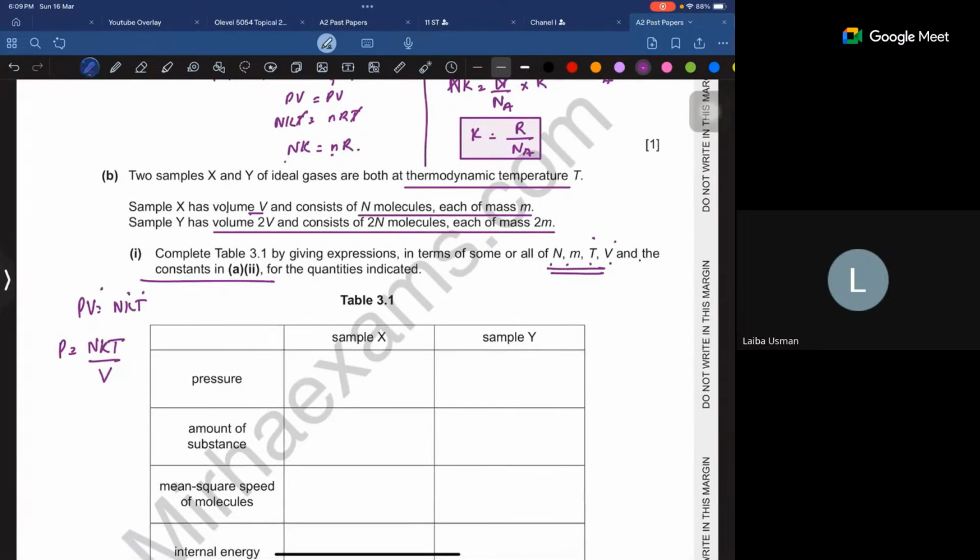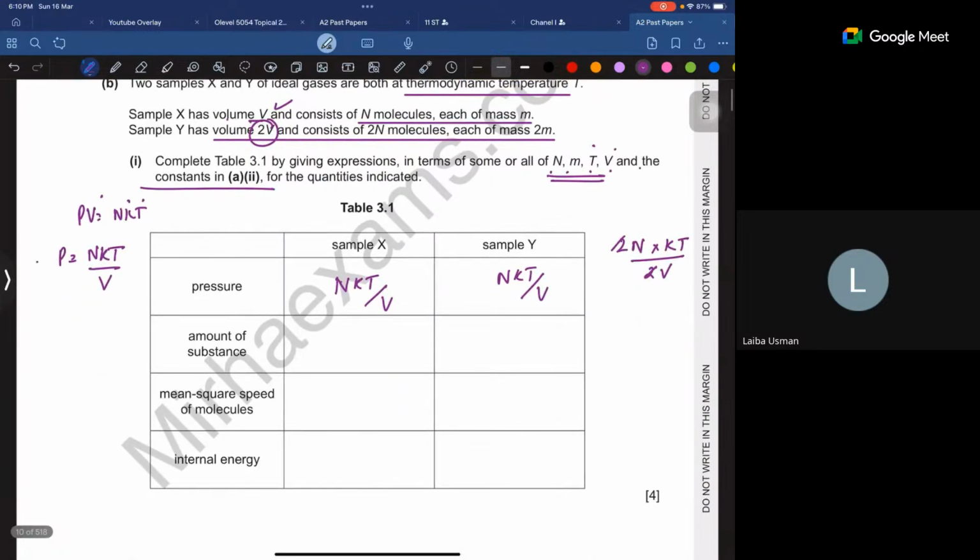Okay, so if you see, sample X has volume V and n number of molecules. This is sample X, so it will be nkT over V. And for Y, the sample has 2n times kT divided by 2V. So the 2 and 2 cancel out, so it will also be nkT over V. Interesting. All right. Now let's check the amount of substance.